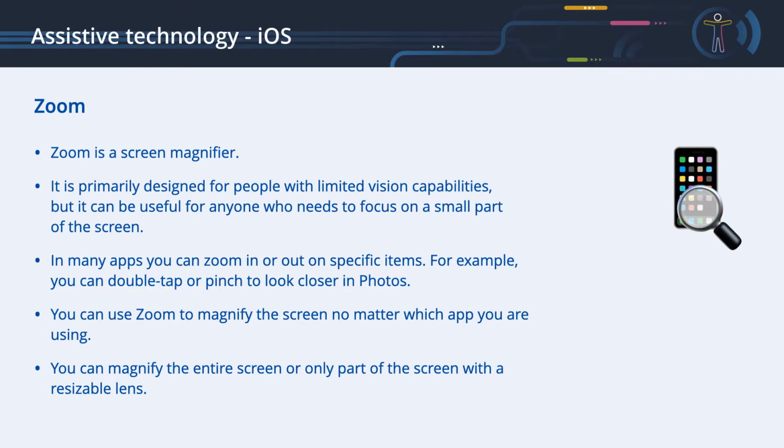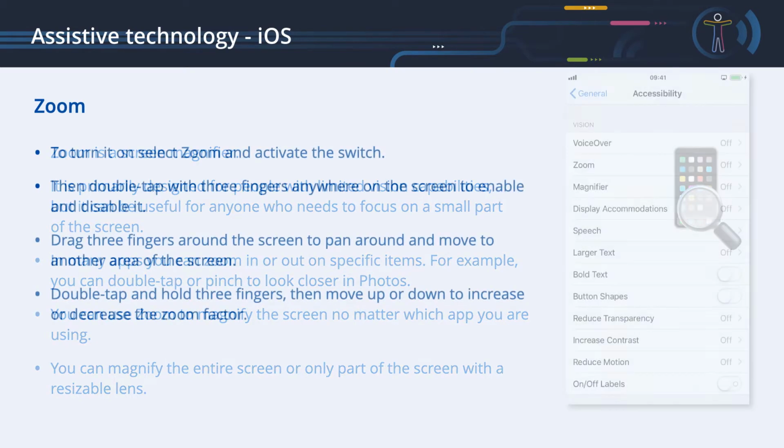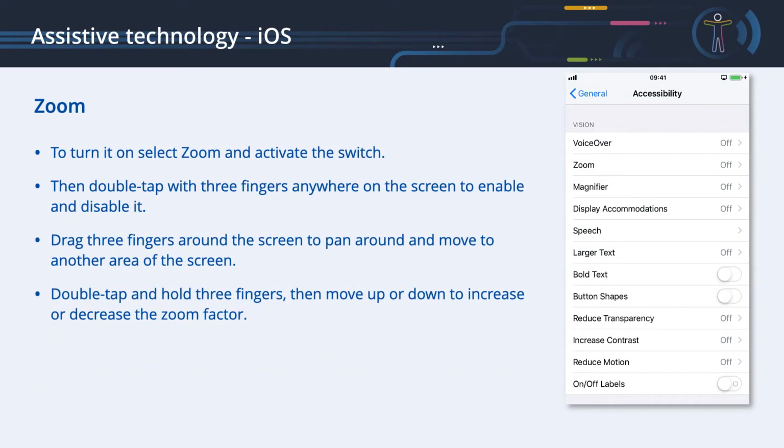In many apps, you can zoom in or out on specific items. For example, you can double tap or pinch to look closer in Photos. You can use Zoom to magnify the screen no matter which app you are using. You can magnify the entire screen or only part of the screen with a resizable lens. To turn it on, select Zoom and activate the switch.